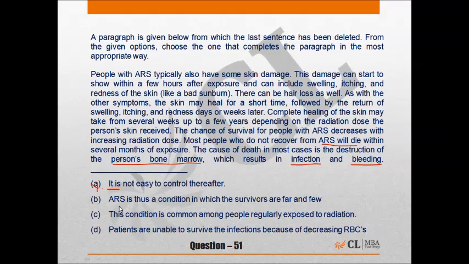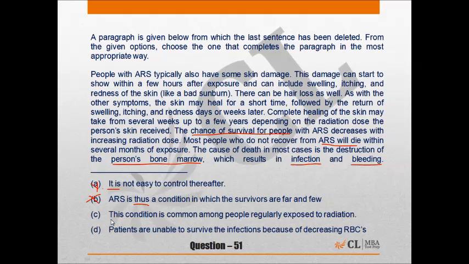Option B says ARS is thus a condition in which the survivors are few and far between. The use of the concluding conjunction "thus" suggests that this statement has been concluded from the contents of the passage, while nothing in the passage suggests that ARS is an extremely deadly disease and that its survivors are few. The only thing that the passage states is that the chance of people suffering from ARS decreases with increasing radiation dosage, and not that people suffering from ARS have lower chances of surviving. So we can also eliminate option B because it doesn't conclude from the paragraph.